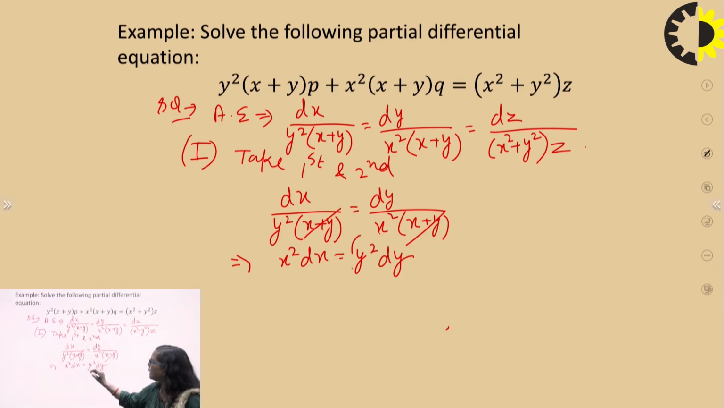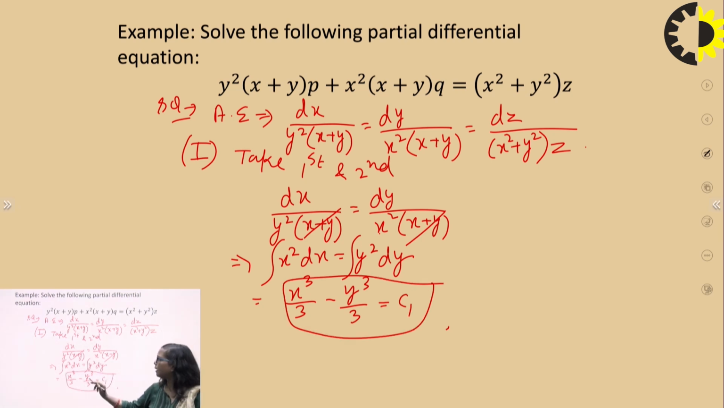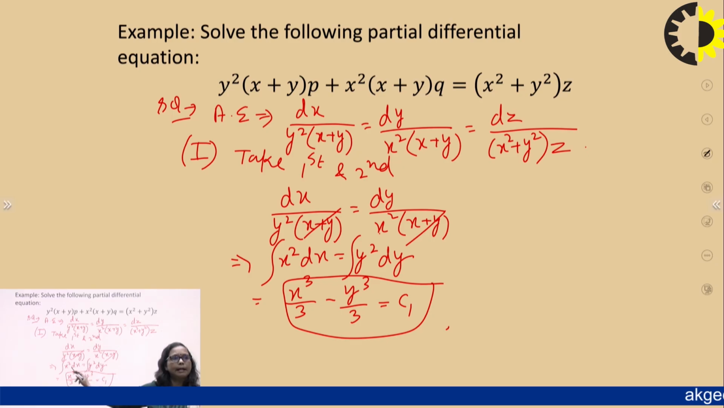And now this is integrable, so you just integrate both sides. What do we get after integration? We get something like x cube by 3 minus y cube by 3 is equal to c1. We have just integrated it. Its integration is x cube by 3, its integration is y cube by 3, and I shifted this y cube by 3 to the left hand side.